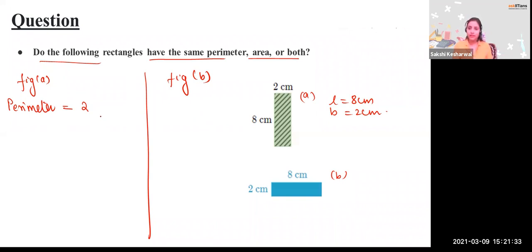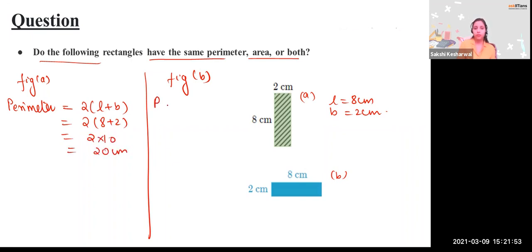So this is why we tell students to write the formula as many times as possible. It also helps you in the copy presentation, and helps you memorize it entirely. 2 times of L plus B. So if you write this time, that is 2 times of what? 8 plus 2, which is equal to what? 2 times of what? Into 10, which is equal to what? 20 centimeter.